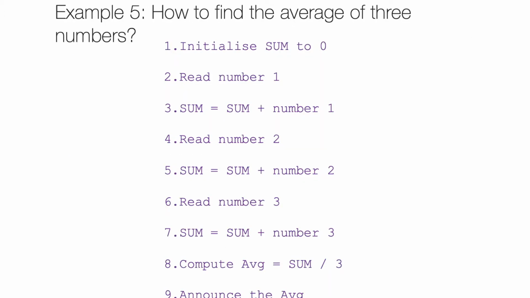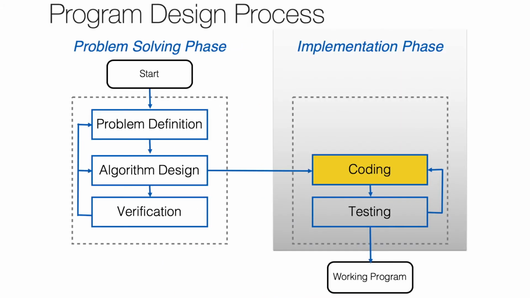For example, this is an algorithm to calculate the average of three numbers inside a computer. In particular, this algorithm is represented as a pseudocode. This kind of algorithm will be the input for the implementation phase. The first step of the implementation phase is the coding. So, let us talk about coding a little bit deeply.